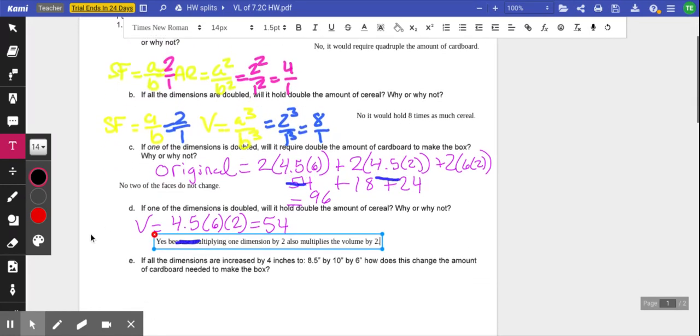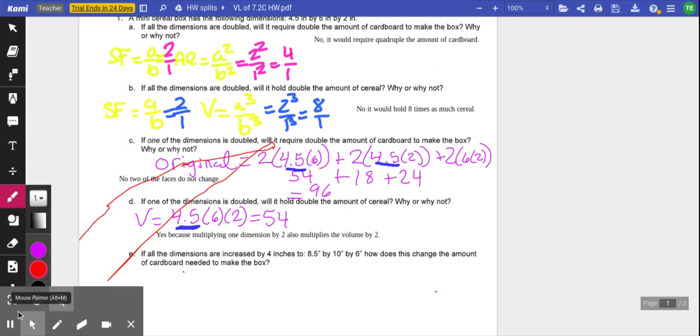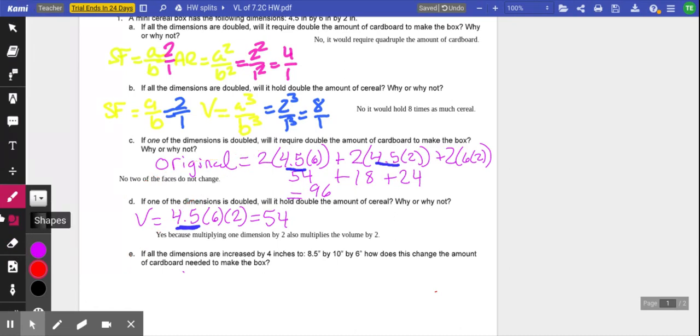All right, next one. E, if all the dimensions were increased by 4 inches, so the 4.5 is turning into 8.5, and the 6 is turning into a 10, and the 2 is turning into 6, how does this change the amount of cardboard that's needed to make the box? Oh, it's just going to make it bigger. So our original over here, wow, I did not mean to do that. Let me undo. My original over there, I had, over here I added up to get to 96. I'm going to do the same thing, but I'm going to do it with my new dimensions, 8.5 by 10 by 6.